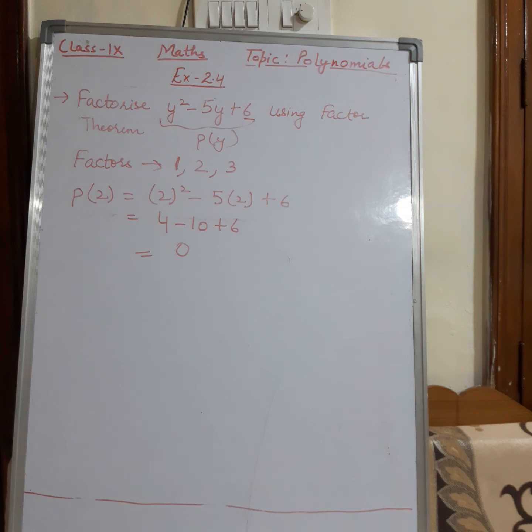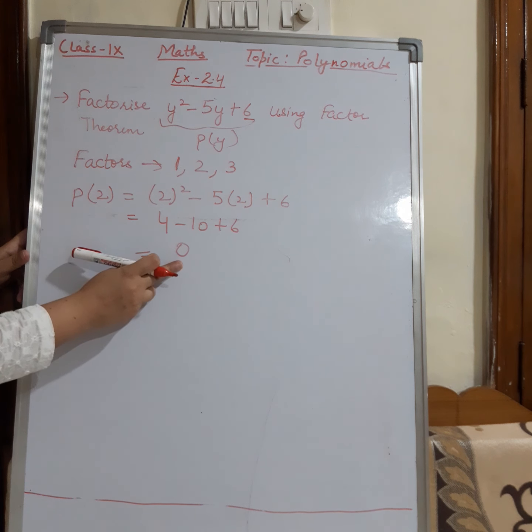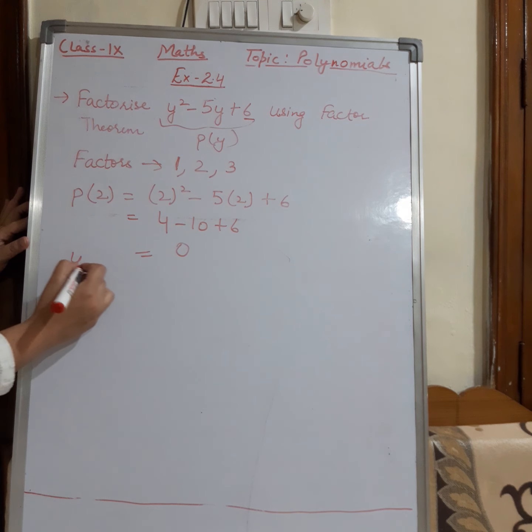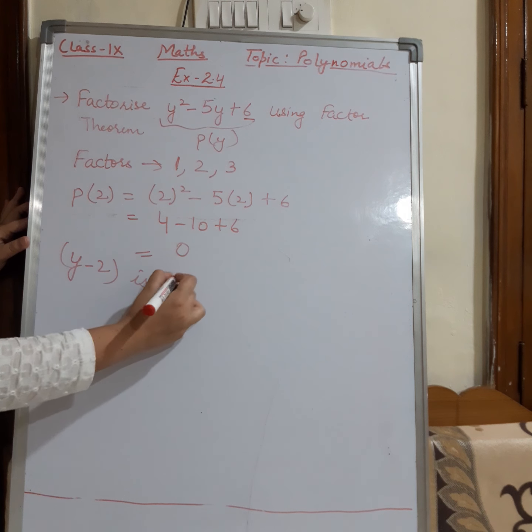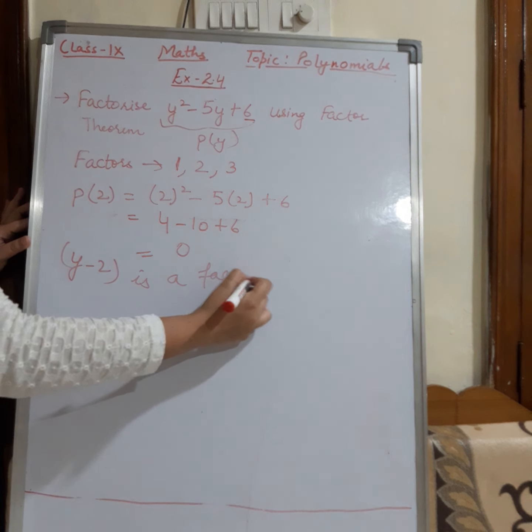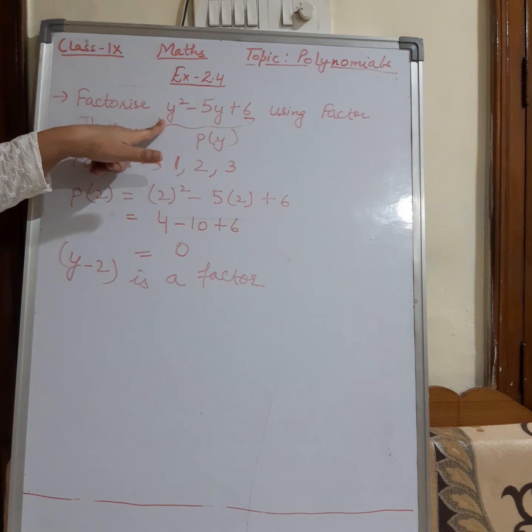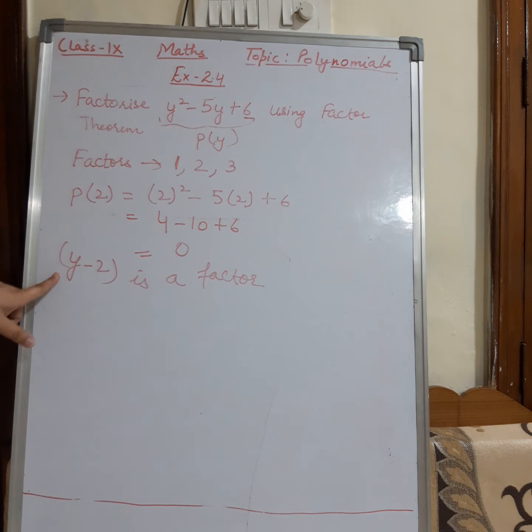Fine. Now I told you in the beginning also, if after putting the value of x or y as 2, I am getting the answer 0, that means x minus 2 or y minus 2 is a factor. There are two things we have done in the beginning, zeros and factors. I can say that 2 is a zero of p(y). If I'm talking about factors, I will say y minus 2 is a factor of p(y). I hope the difference is clear by now.